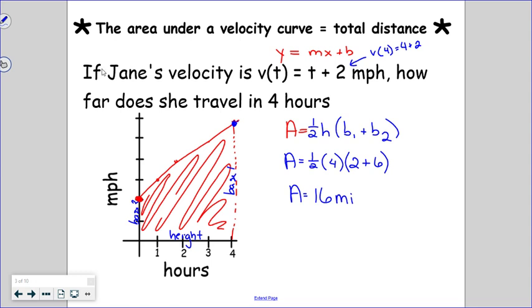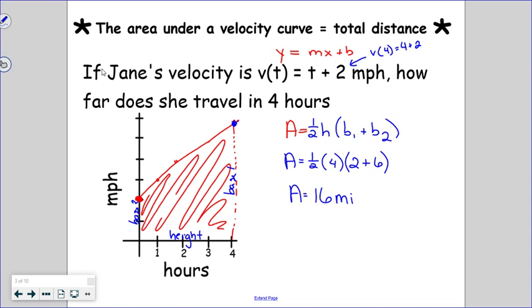And again, if you don't remember the trapezoid area formula, you absolutely can break it down into a rectangle and a triangle. It works as well. You would also get 16. You just have to add the two parts together. Questions?